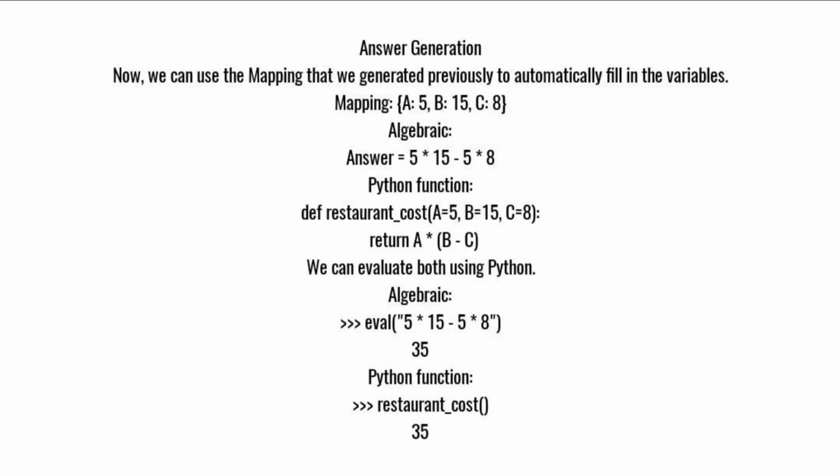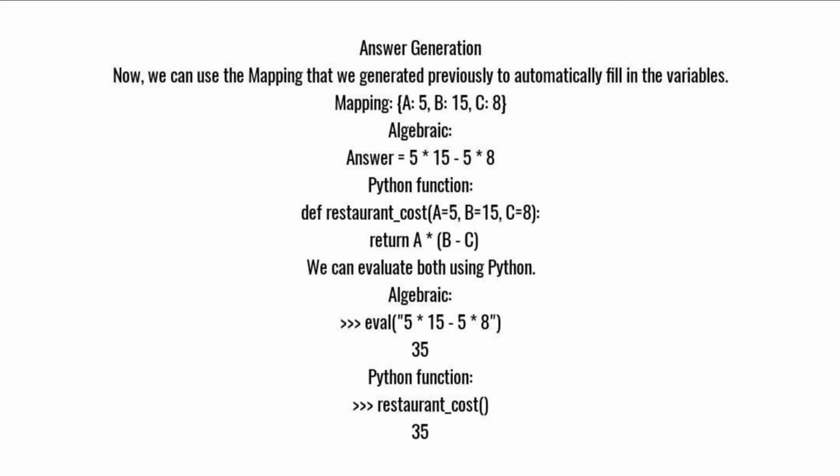Answer generation. Now, we can use the mapping that we generated previously to automatically fill in the variables. Mapping: A, 5, B, 15, C, 8. Algebraic: answer is equal to 5 * (15 - 8). Python function: def restaurant_cost(A=5, B=15, C=8): return A * (B - C).